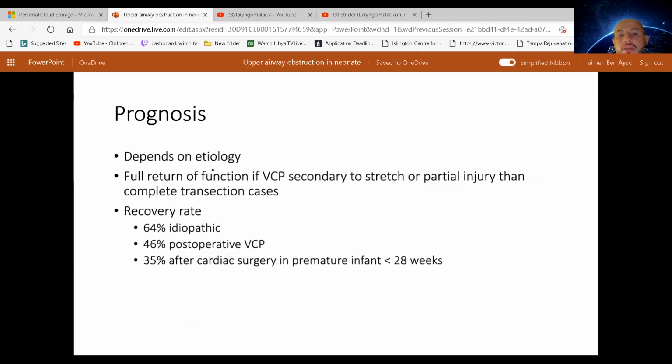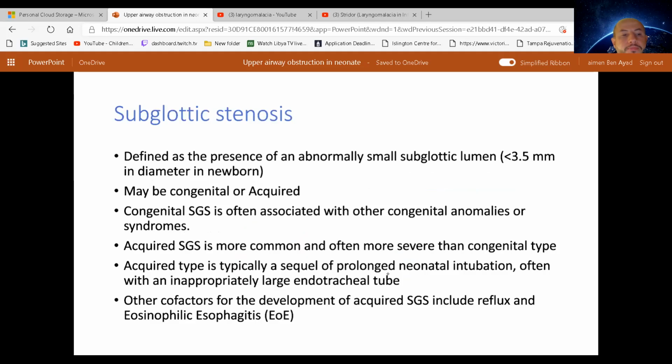The prognosis depends on the etiology. It's good, with full recovery, if it's secondary to stretch or partial injury of the vocal cord. If idiopathic, around 64%, and that's different from what the literature from others says. Post-op around 46%, and 35% resolution or recovery after surgery in those with microbremia, especially post-PDA. Okay.